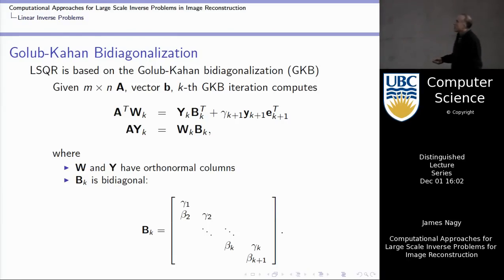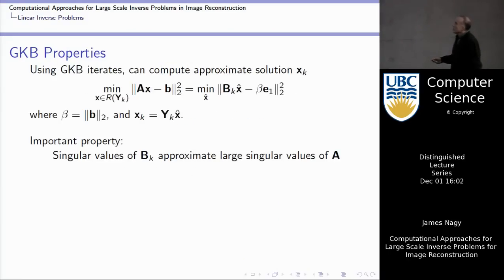In LSQR, instead of solving the whole least squares problem at each iteration, you project it down to a smaller subspace. This matrix may be huge, but when I project it down to this bidiagonal matrix at each iteration, this is a small problem to solve. B is a matrix whose size depends on the iteration. At the 10th iteration, I have an 11 by 10 matrix. Very simple problem to solve, and I do that.